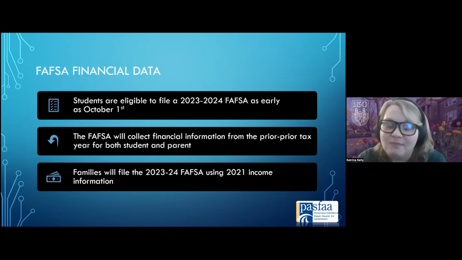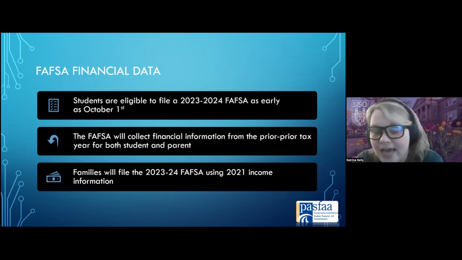Before, when the FAFSA just used the year prior, a lot of times parents would not have filed their taxes because they had an extension or something like that. And for verification purposes, which I'll talk about in a second, or certain financial aid information, it couldn't be finalized until there was a completed tax return.